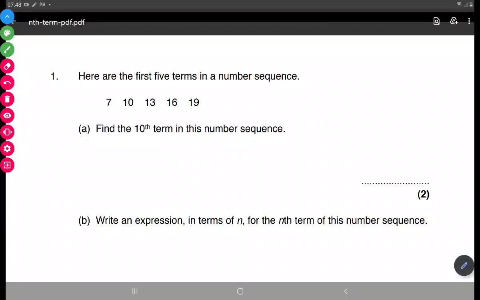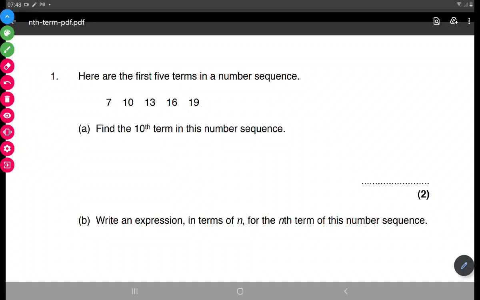Good morning. This is a video produced by Mr. Crampton explaining to you how to find the nth term of a number sequence. Sounds complicated, but it is a very useful little trick to solve a lot of worded questions.